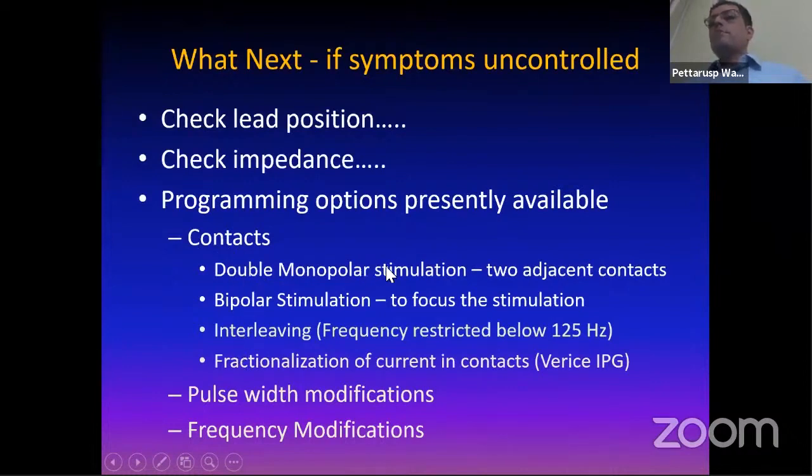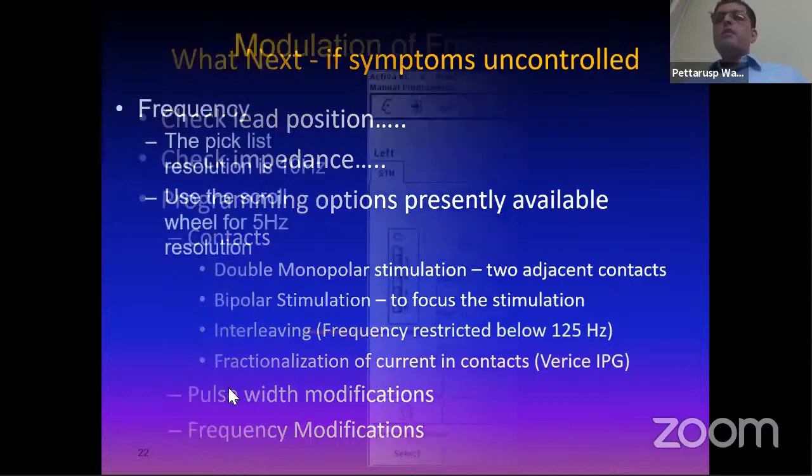You can use double monopolar stimulation where you stimulate two adjacent contacts. You can do bipolar if you're having side effects so that you can focus the stimulation. You can do interleaving and you can do fractionation of currents. I'm going to be discussing all the contact changes in the next talk next week. You can modify the pulse width and you can modify the frequency.